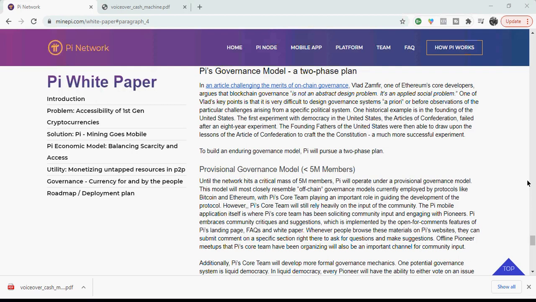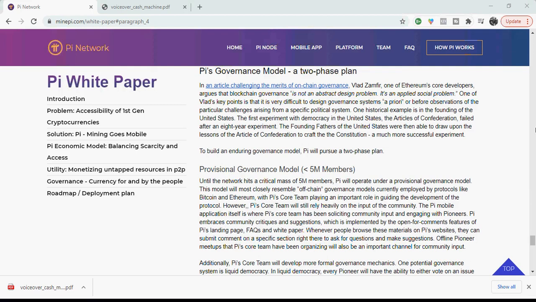So Part 5, let's dive in. Pi's governance model, a two-phase plan. In an article challenging the merits of on-chain governance, Vlad Z, one of Ethereum's core developers, argues that blockchain governance is not an abstract design problem, it's an applied social problem.